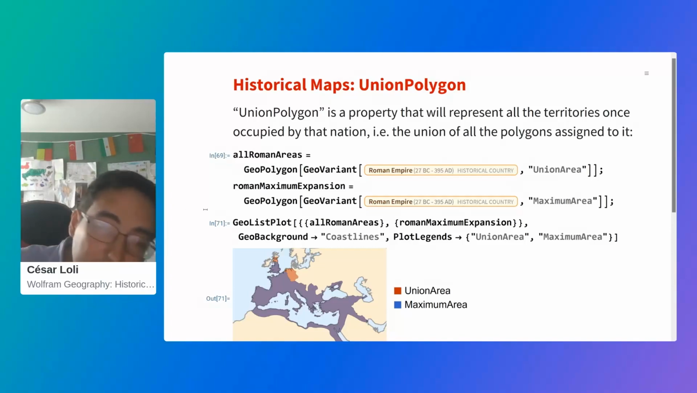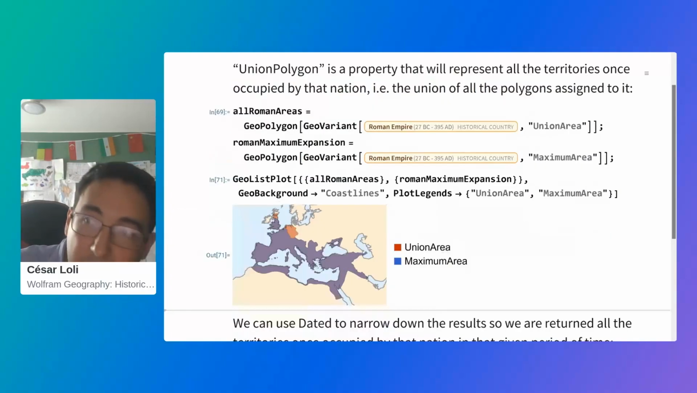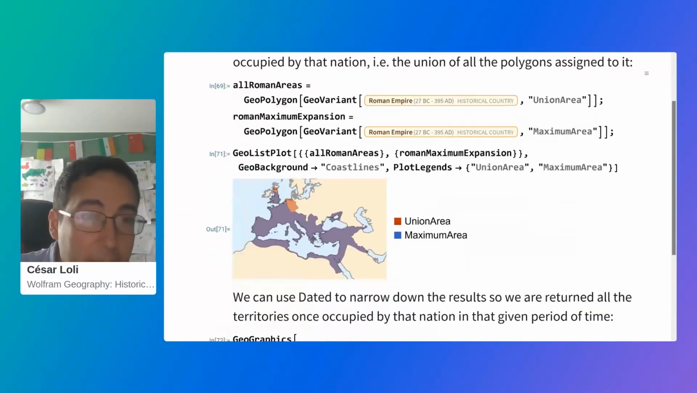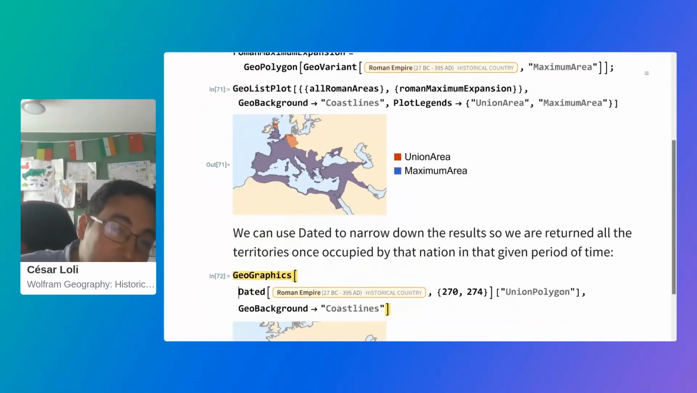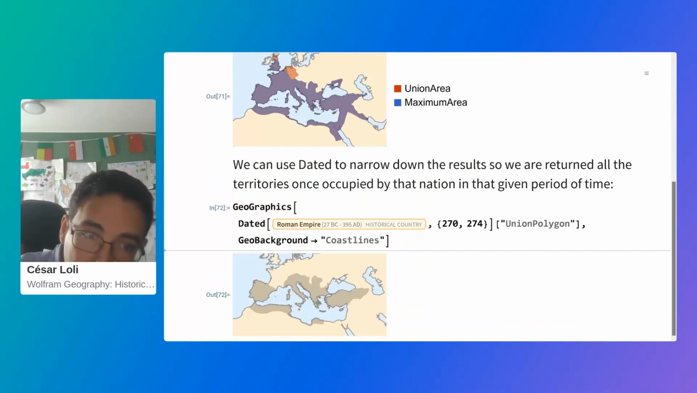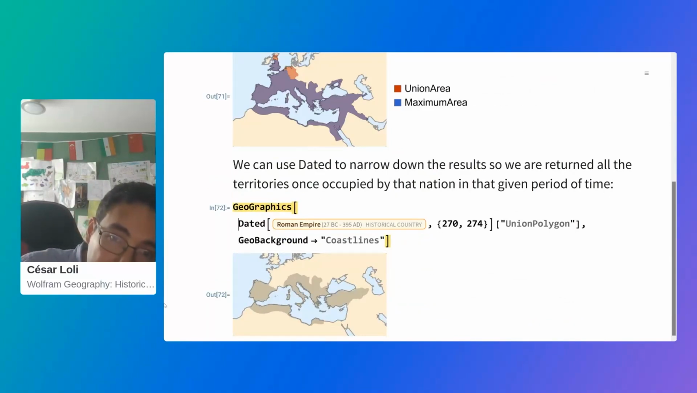This, much the same as with the maximum expansion, we can narrow down using dates. We can seek out an interval in time and have all the territories covered by the entity in that period of time.